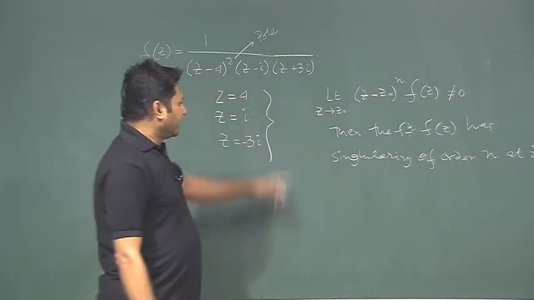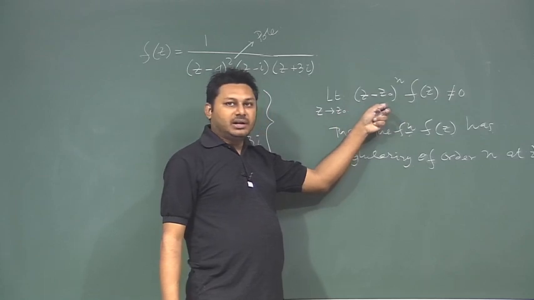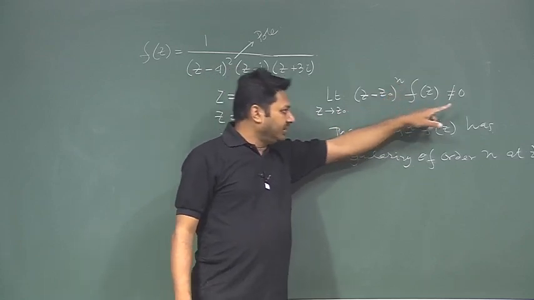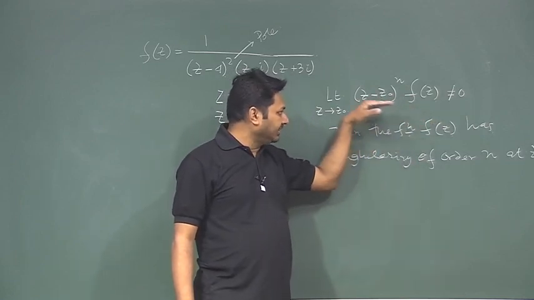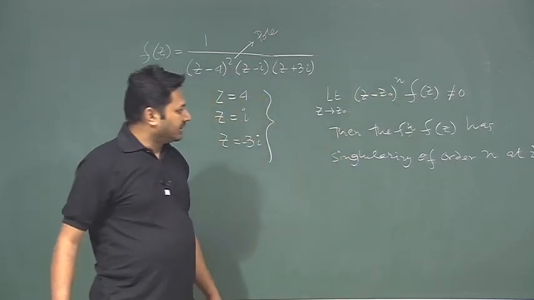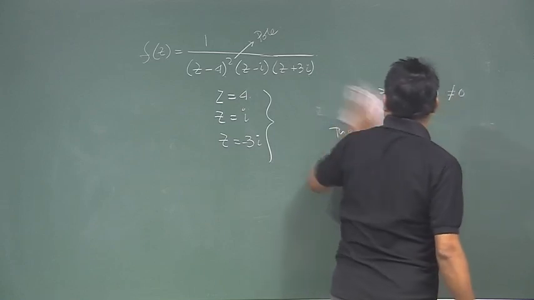So, that means I have a function f(z), z0 is a singularity I know, I multiply (z minus z0) whole to the power n, and if it is not equal to 0 when I put the limit, then I can say that at the z0 point, the order of this singularity, the pole of this singularity, is n.